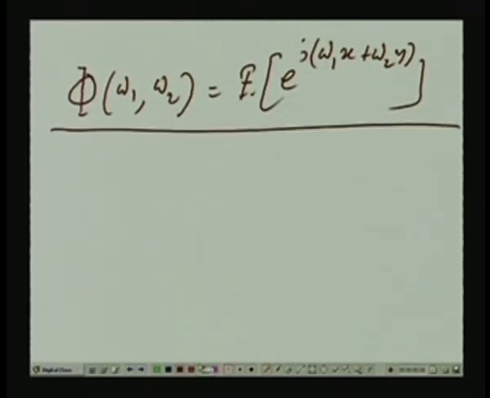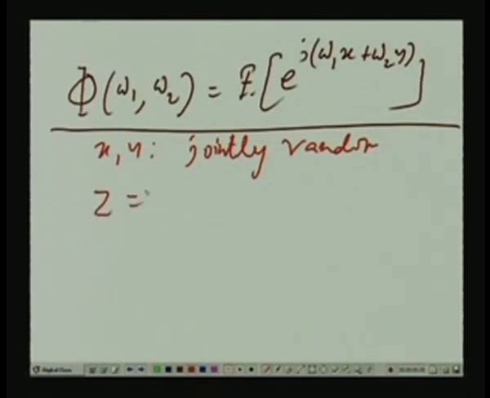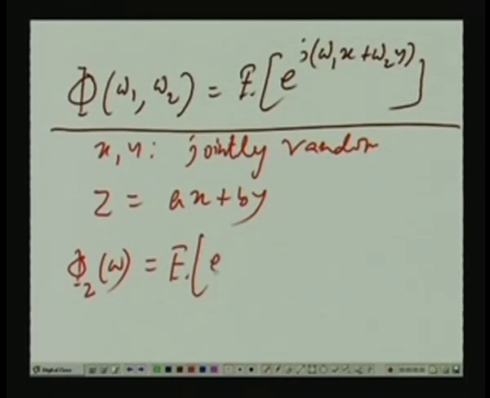Now, suppose we are given that x, y are jointly random and z is a linear function of x and y. It is a function of x and y we are considering again, but it is a linear function, something like a x plus b y. Obviously, z is random, so it has its own characteristic function. Maybe we can call it phi z omega. Now, what is phi z omega? It is expected value of e to the power j omega z.